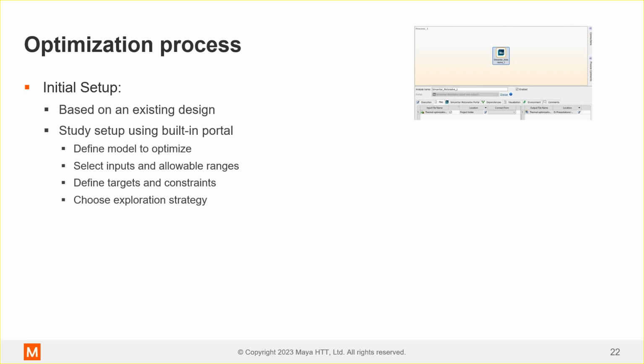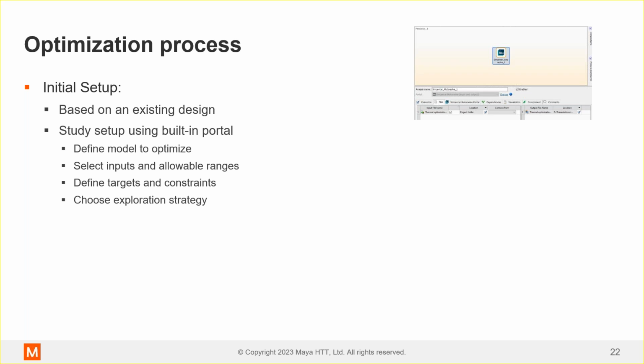Once we've got a base design saved in a MotorSolve file, push it into HEEDS. HEEDS reads it in, goes, hey, we know what kind of machine this is. We know what these results mean. How do you want to set it up? And it quickly allows us to select inputs, so our variables that we want to change, allowable ranges. We can define targets based on outputs, constraints, either on inputs or outputs. And we can choose an exploration strategy. And HEEDS allows us to choose a number of different exploration strategies, including a patented Sherpa strategy.